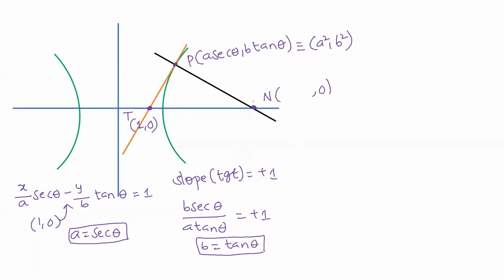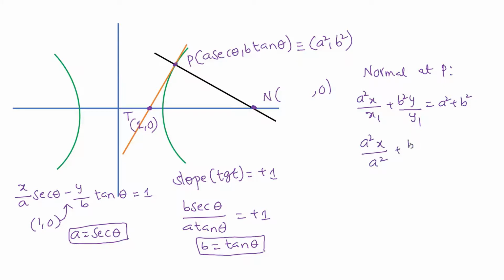So now let's try to find out what point N is here. For that, we need the equation of the normal, so let's find the equation of the normal at the point P. From the formula of the normal, which is a squared x upon x1 plus b squared y upon y1 equal to a squared plus b squared, and we are drawing the normal at the point (a squared, b squared), we get the equation as a squared x upon a squared plus b squared y upon b squared equal to a squared plus b squared.